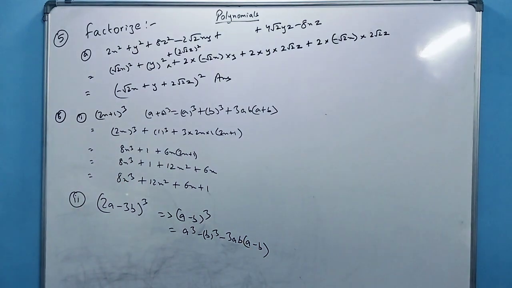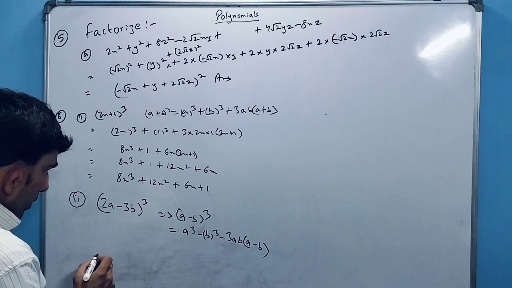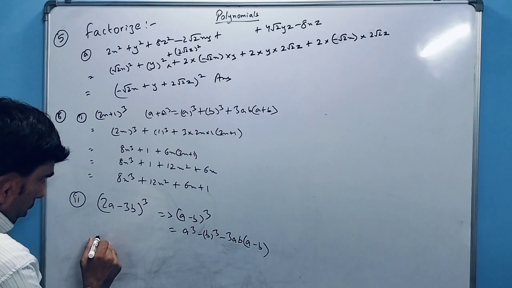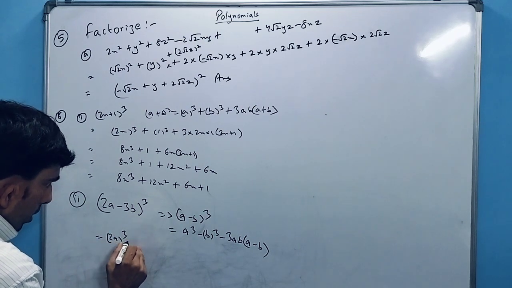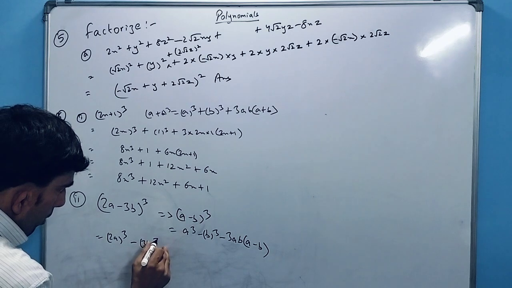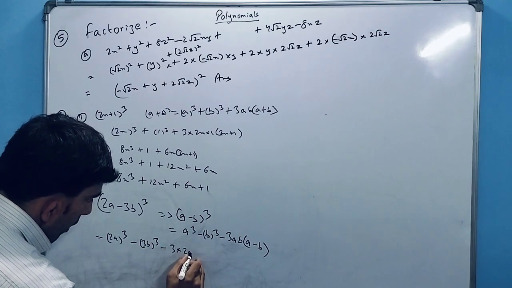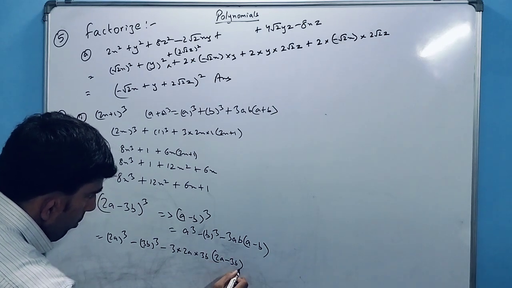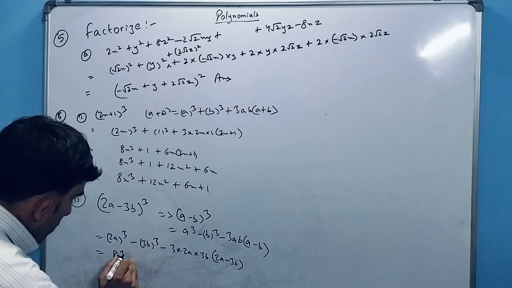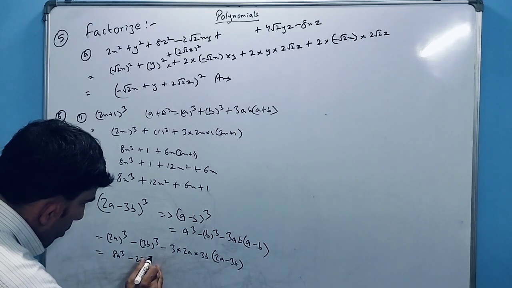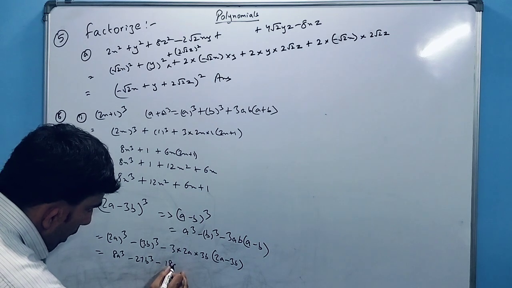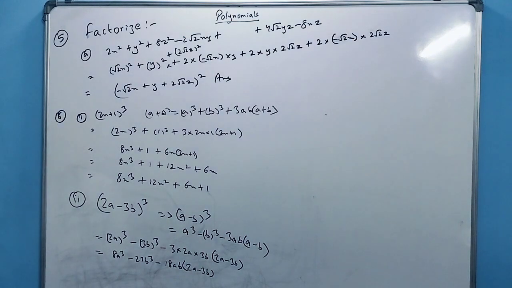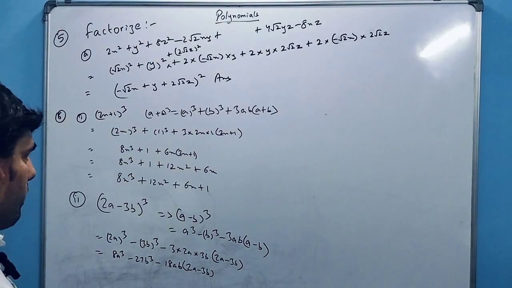Okay, so now we'll try to solve it more. Now we have (a − b) whole cube. So we'll solve now a cube minus b cube minus 3 into a into b and (a − b), with a as 2a and b as 3b. So now what I got: 8a cube minus 27b cube minus 18ab into (2a − 3b). Okay, so that is the identity.